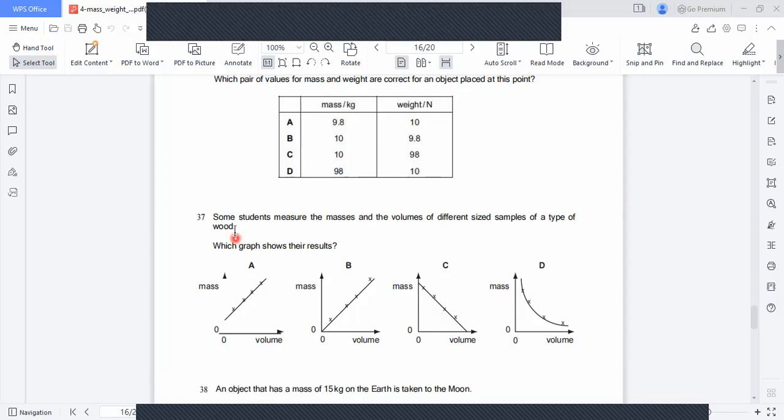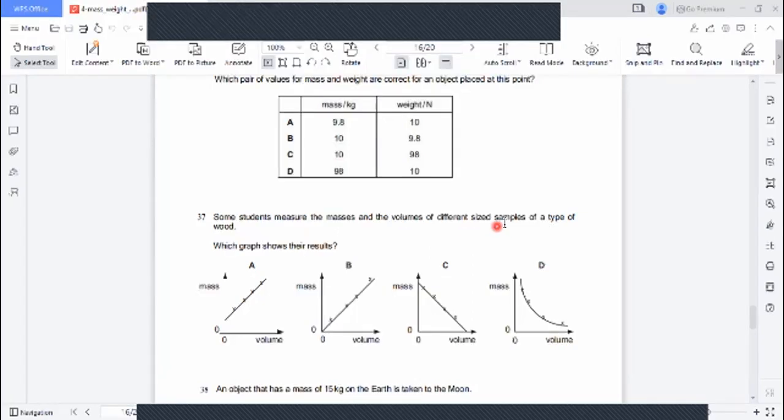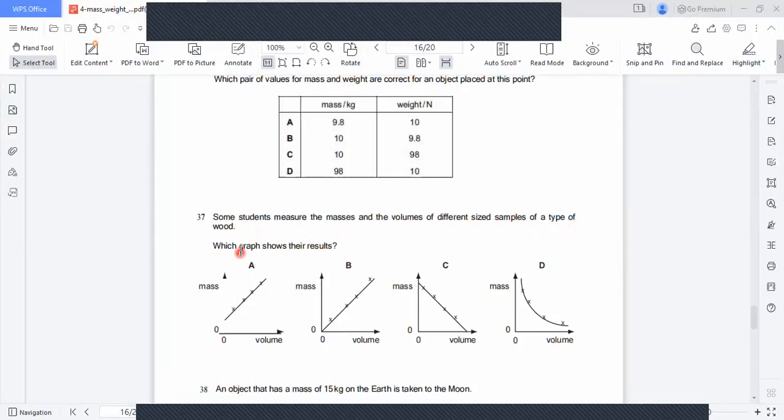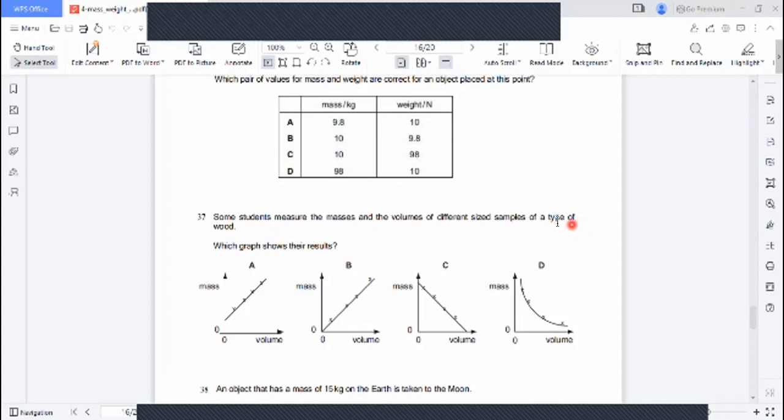Number 37. Some students measure the masses and volume of different sized samples of a type of food. Which graph shows their results? Okay.